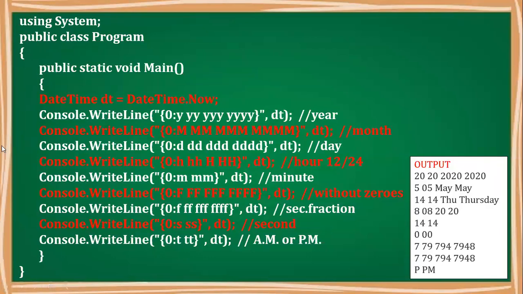Let us start with the fourth red line and fourth output, 0 colon small case h. Okay, so h is going to give you the hours. If you put a single h, it is going to print 8. If you are writing double h, it will give you 08. Okay, if you are writing capital H, it is going to give you 20. How is it 20? 12 plus 8.